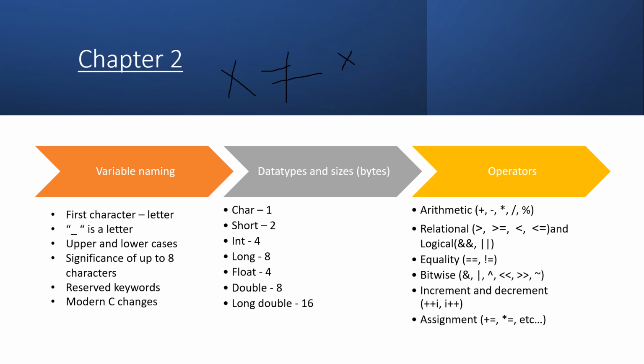Then we have equality operators. A double equal to sign means equal to, and an exclamation mark equal to sign means not equal to. We have bitwise operators. Bitwise operators work just like logic gate operators like AND operator and OR operator. Like we use them in logic gates, right? So we have AND, OR, then we have power, we have shift to left, shift to right, etc.